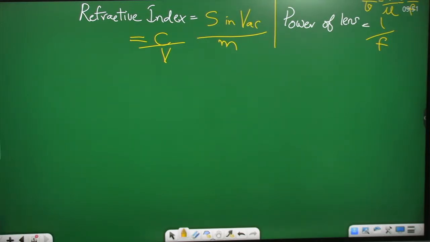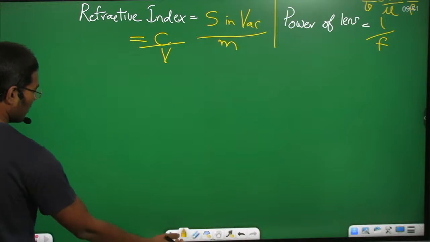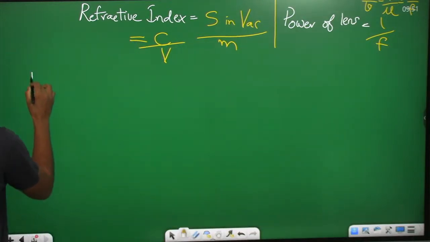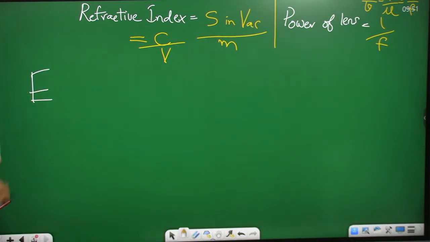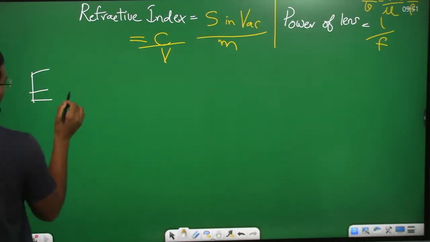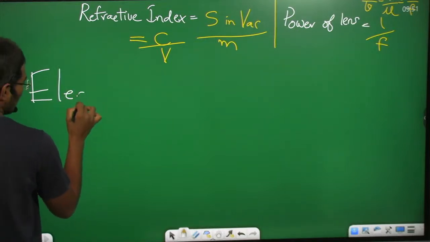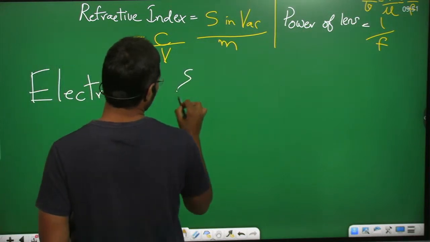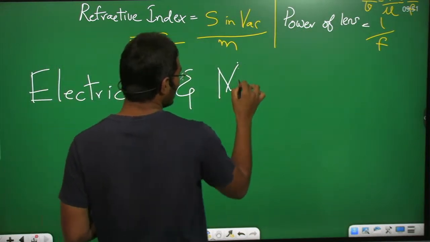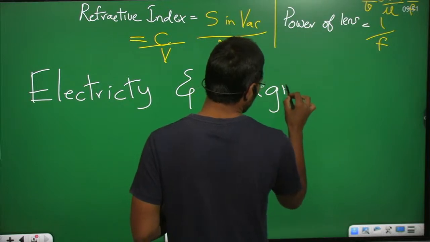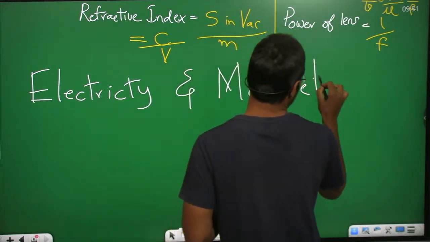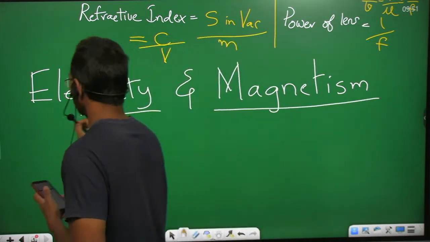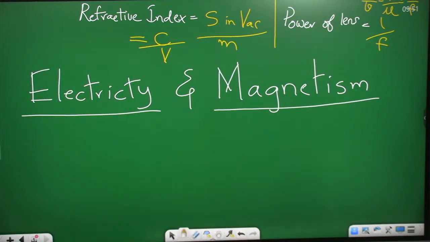So now let us get back to a new topic, that is electricity and magnetism. We are done, you are late. Electricity and magnetism has a very great weightage in any competitive exam that you take. So you cannot take a chance on this topic. Check whether you are getting it right or wrong.